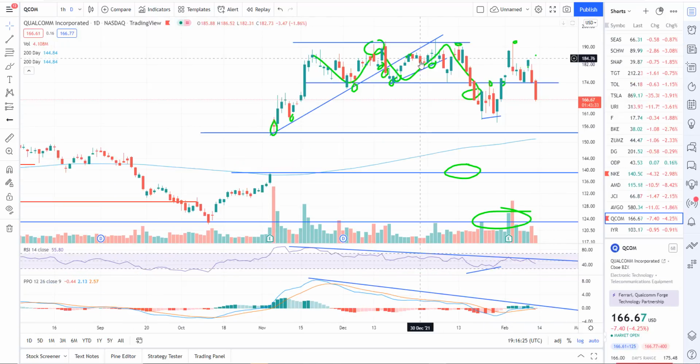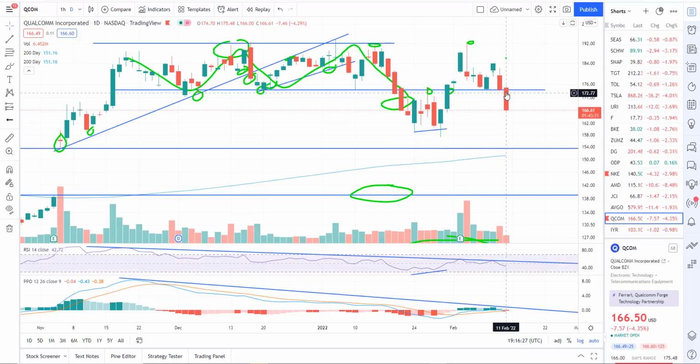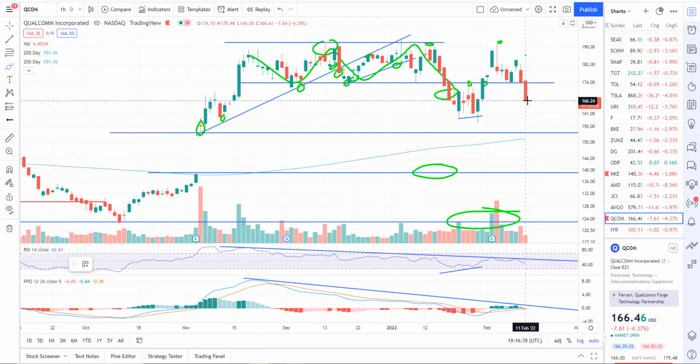Moving on. Okay, Qualcomm breaking back below the support level of 173.87. So this was a big support shelf. We broke back below it once, recovered it, back below it. So this should be the real deal now. And I suspect we're going to head much lower. At a minimum, we've got a gap to fill.